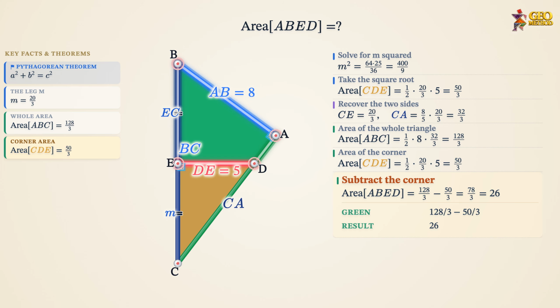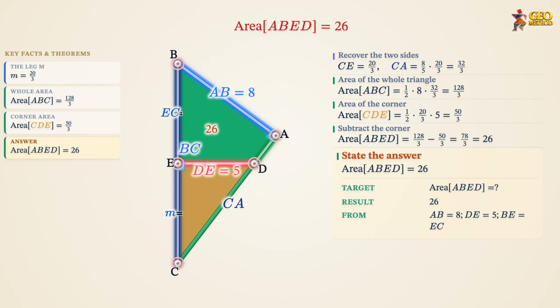Finally, subtract. The green quadrilateral ABED is the whole triangle minus the corner. 128 over 3 minus 50 over 3 is 78 over 3, and that simplifies cleanly to 26. So the final answer is 26.